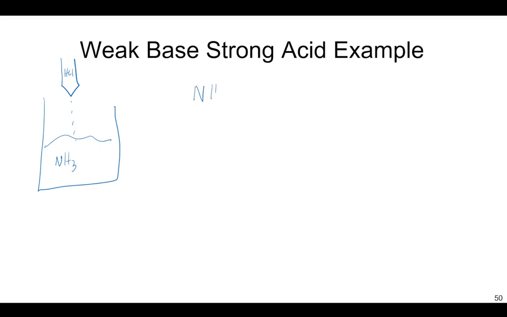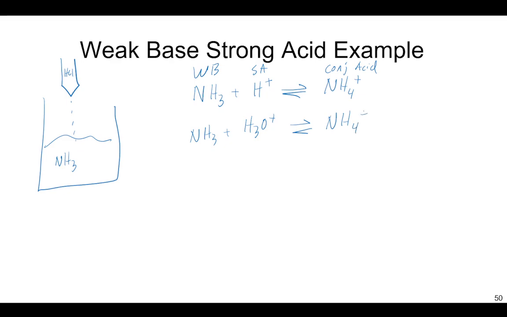Okay, you're still doing all the same types of things. You're just thinking about this as the reaction of the weak base with this strong acid, and you're making its conjugate acid, right? So the weak base here, the strong acid here, and now you have a conjugate acid, right? Some people write this instead as NH3 plus H3O+ instead of H+, because sometimes they like keeping track of the actual water, even though it's going to drop out of your ICE chart, right?